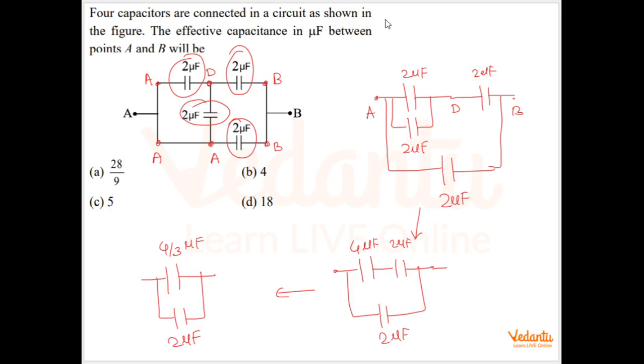So the equivalent capacitance at the end of the day, my dear bachcha log, the equivalent capacitance will be 4 by 3 plus 2. That will be 10 by 3 microfarads. That will be none of the options given here, my dear bachcho. So here I don't know what the answer will be, but I think it should be none of these.